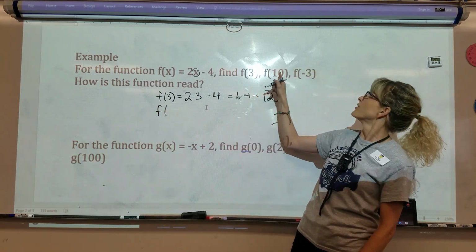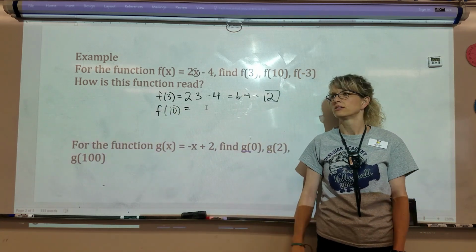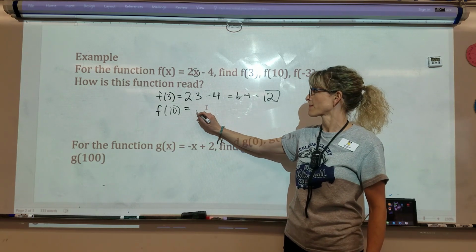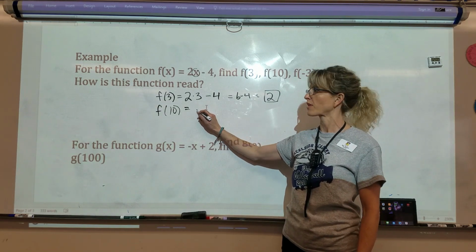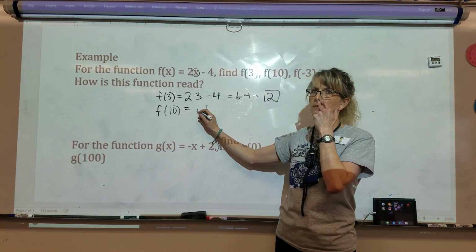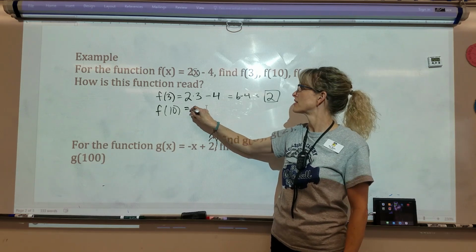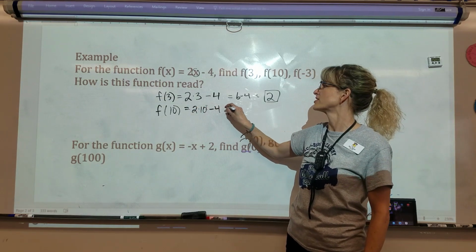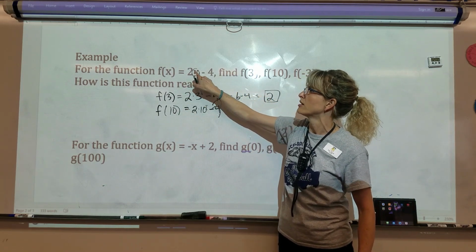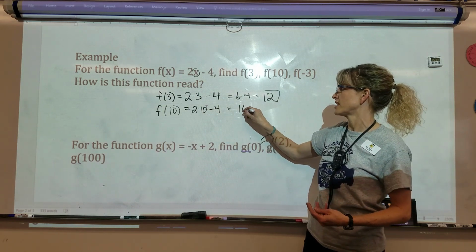How could I find f of 10? Let me call on someone. How would I find f of 10? Jasmine. Let me just get some help. Colin. So you do 2 times 10 minus 4. Excellent. So in other words, you put your input right here. So 10 is my input. I put 10 right there. 2 times 10 would be 20. 20 minus 4 is 16.